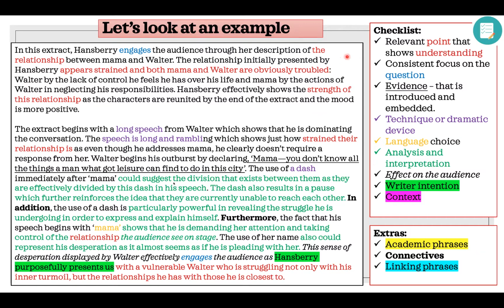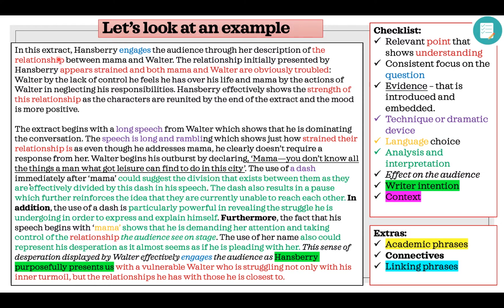Okay, so this is a very small introduction. If you don't have time for an introduction, don't worry, but you probably could have time for a couple of sentences that really just include Hansberry's name, the keyword from the question, and just give a very brief overview of what's important in terms of the extract.